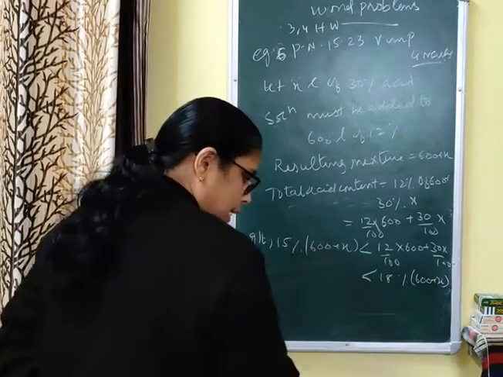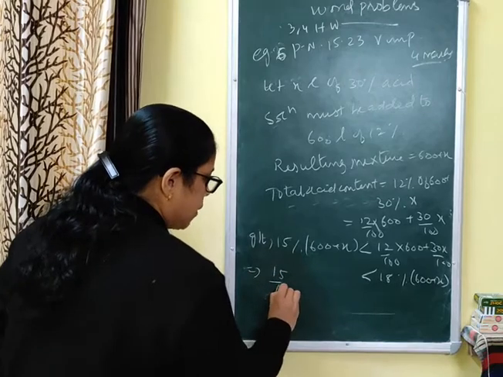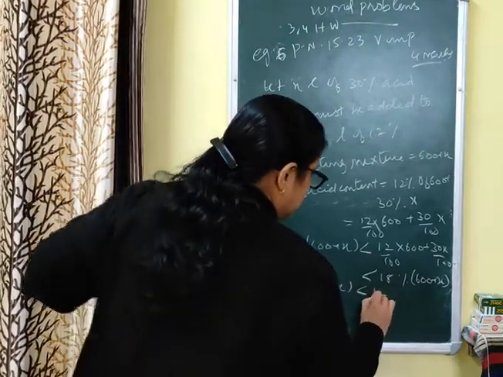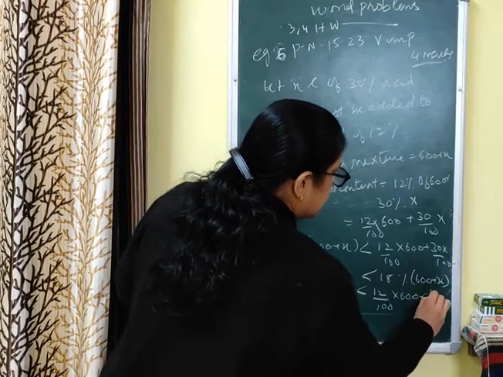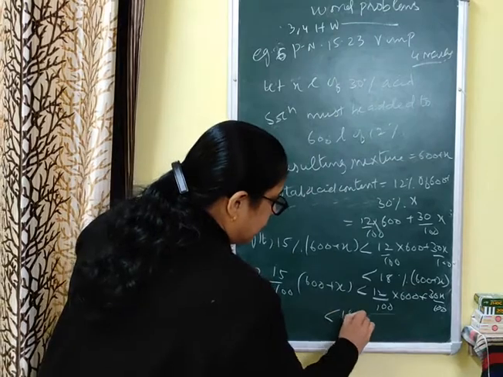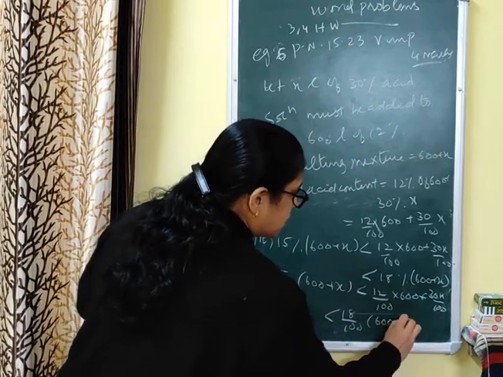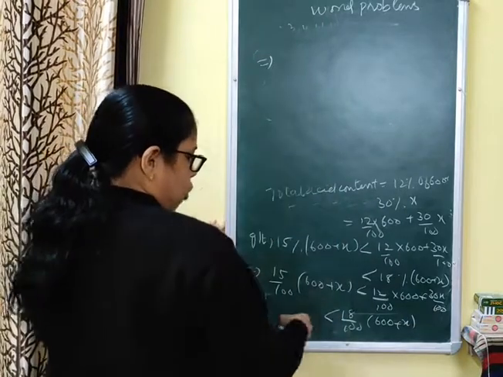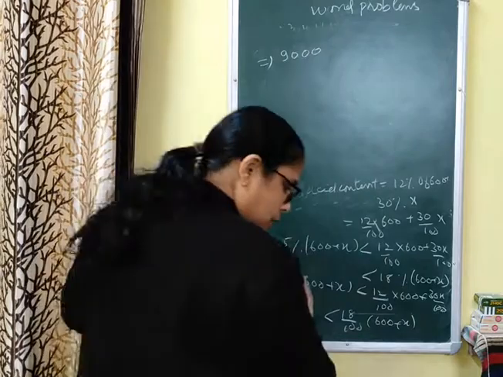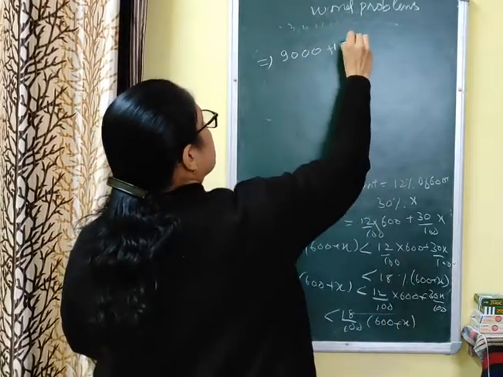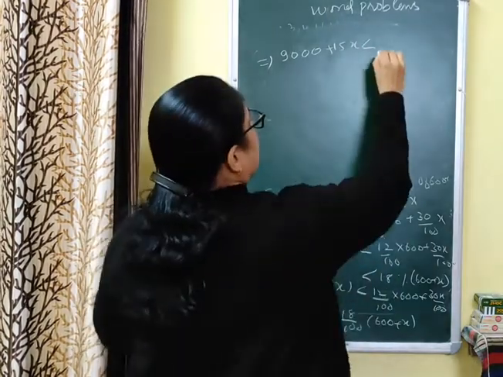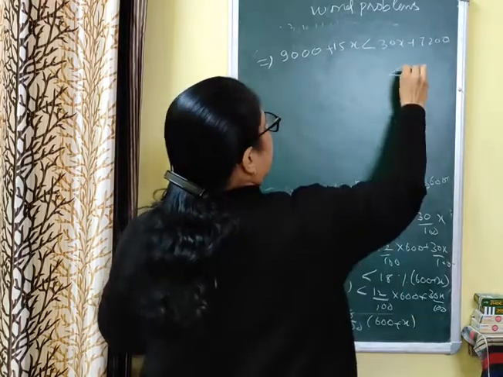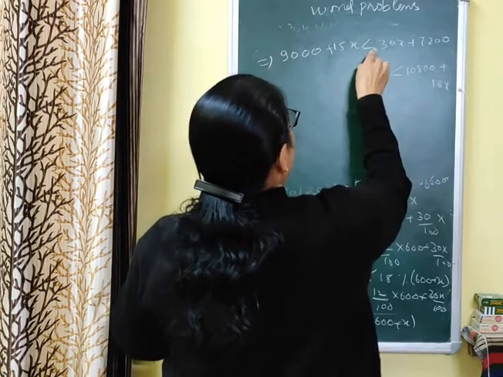Question is little bit big. That implies if you solve this, 15/100 into 600 plus x, that is why I am not solving this, cancelling this 100, because all 100 will get cancelled, less than 12/100 into 600 plus 30x/100 less than 18/100 into 600 plus x. Now you have to solve this. If you solve this, you will get all hundreds getting cancelled: 9,000 plus 15x less than 30x plus 7200 less than 10800 plus 18x.